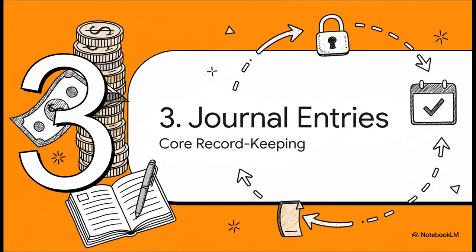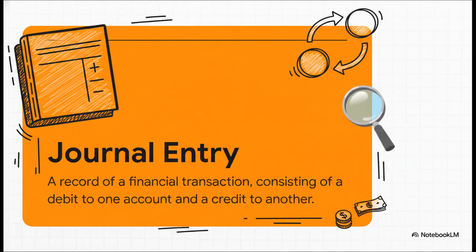This is the core function where we create the official, permanent record of a financial transaction. So, what is a journal entry? Well, it's the official record of any financial transaction. And a fundamental principle of accounting is that every single entry has to have 2 sides, a debit to one account and a corresponding credit to another.